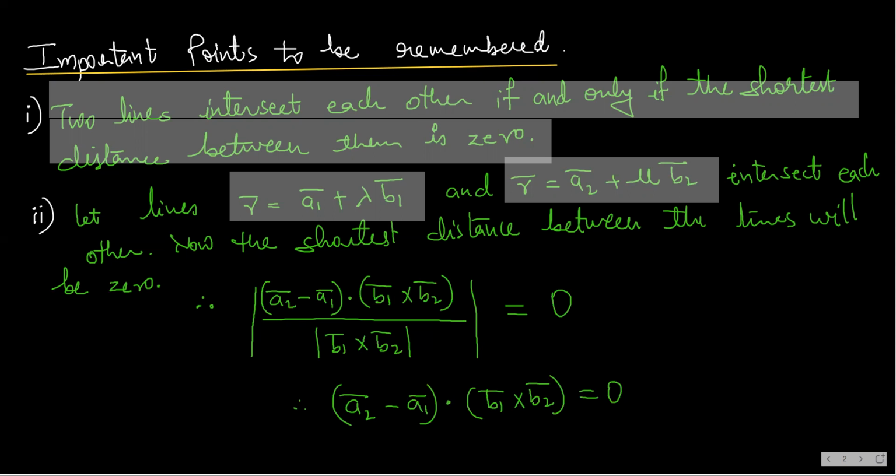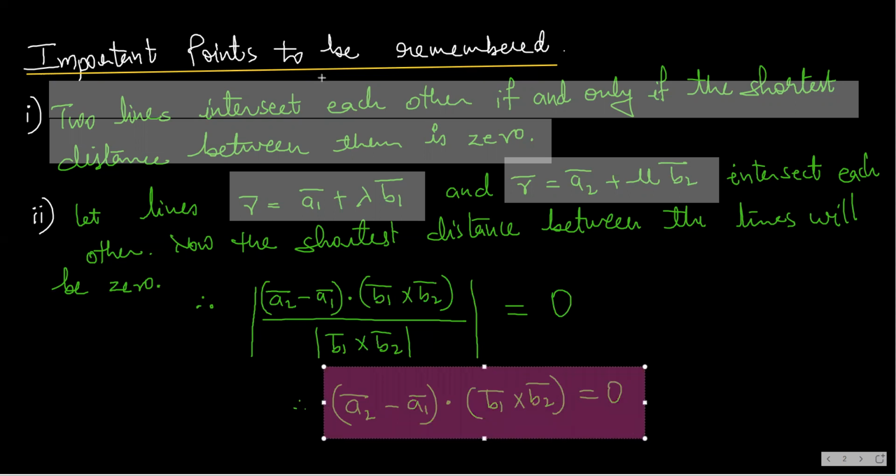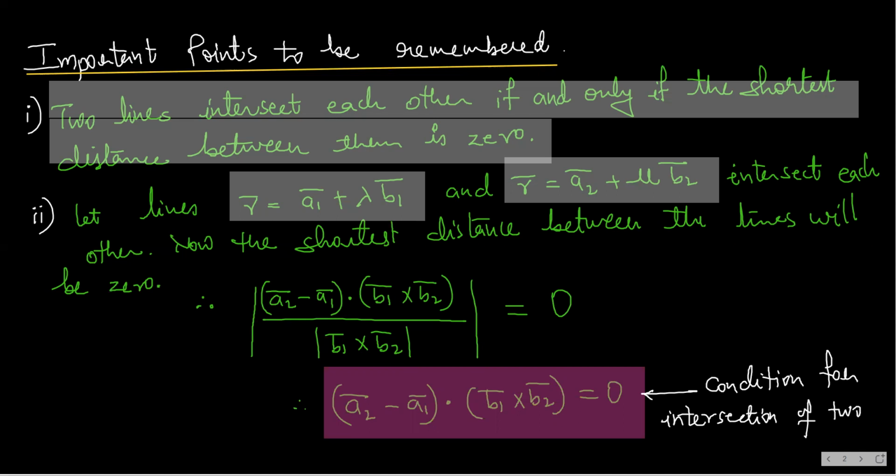Okay, this is the condition for intersection of two lines. Two lines are intersecting if and only if this is equal to 0. This is the condition for intersecting lines. Condition for intersection of two lines. You can write here condition for intersection of two lines. You can copy this also.